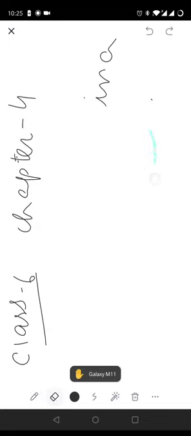Don't write anything on the whiteboard. Keep your mobile aside. Keep your mobile in front of you and don't touch it. If you touch it, you will write something.